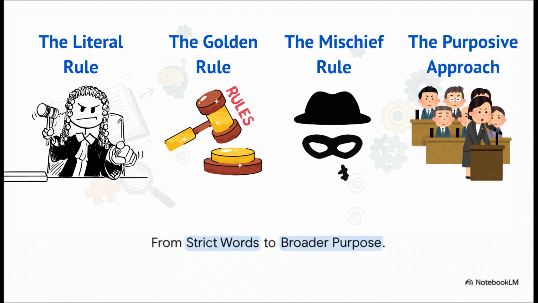On one end, you've got the super strict, literal rule. Then, to fix its problems, you have the golden rule. Moving along, things get more investigative with the mischief rule, trying to fix a specific problem. And at the far end, you have the wide-open, purposive approach, which is all about finding the spirit of the law.